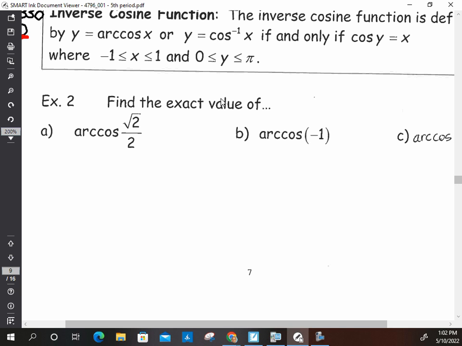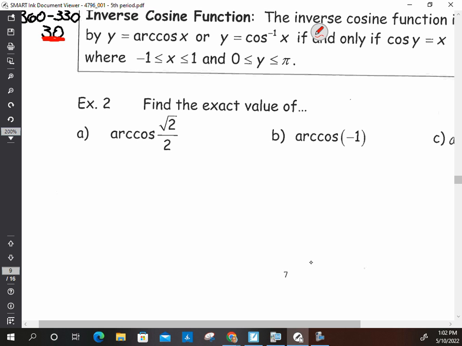So example 2, we have arc cosine of square root 2 over 2. We follow the same pattern. So remember, arc cosine is the same thing as cosine inverse. So where can cosine be positive? Quadrant 1 and quadrant 4. So one of your answers will be between 0 and 90. One of your answers will be between 270 and 360.